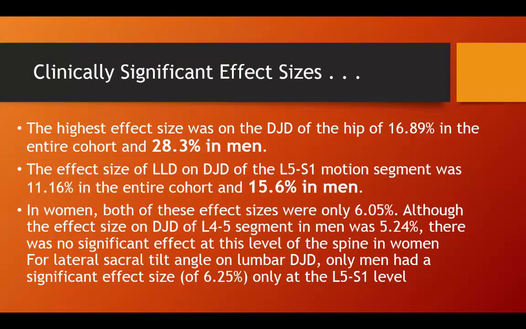So what was a clinically significant effect size in this study? Effect size was determined through Pearson's correlation coefficient, in other words, the correlation between leg length deficiency and DJD. The highest effect size was on DJD of the hip. For men, it was 28.3%. The effect size of LLD on DJD of the L5-S1 motion segment was 15.6% in men. In women, both of these effect sizes were only 6.05%.